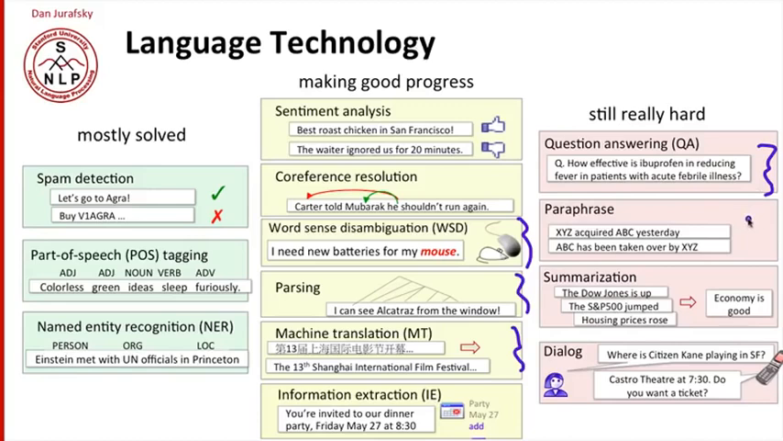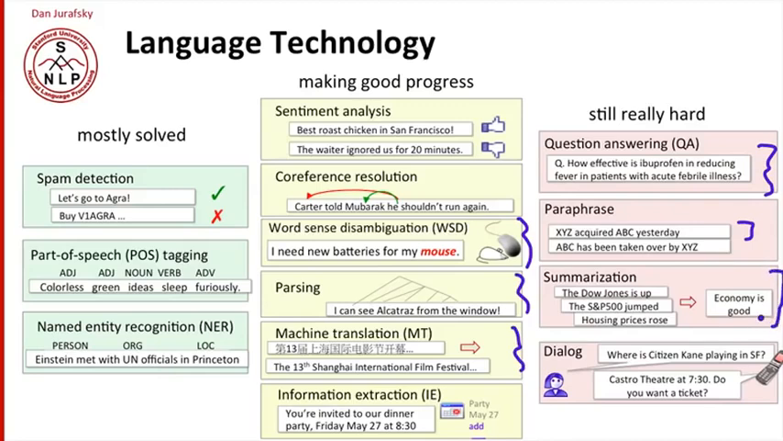Similarly, while we've made some progress on deciding that the sentence "XYZ company acquired ABC company yesterday" means something similar to "ABC has been taken over by XYZ," the general problem of detecting that two phrases or sentences mean the same thing, the paraphrase task, is still quite hard.